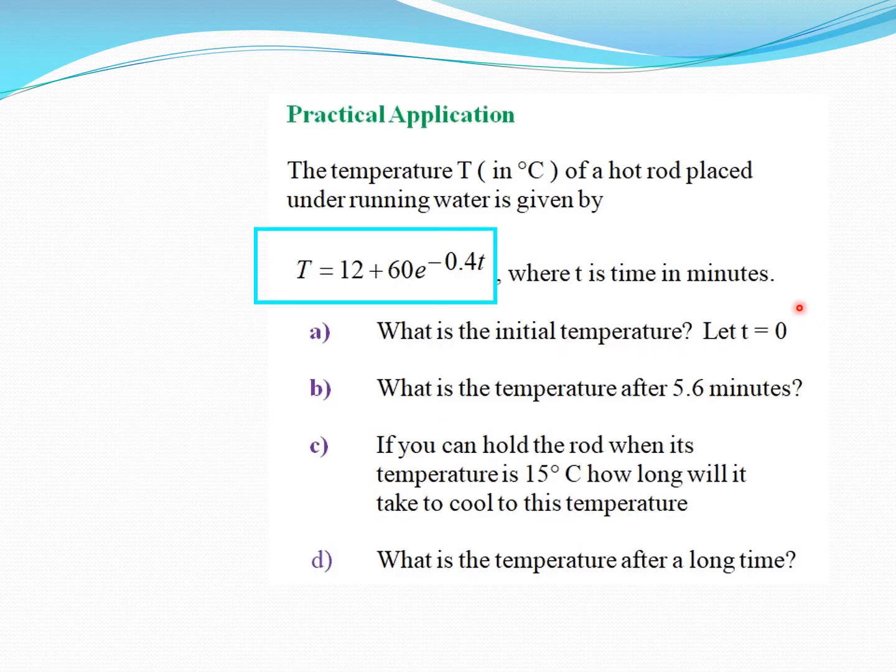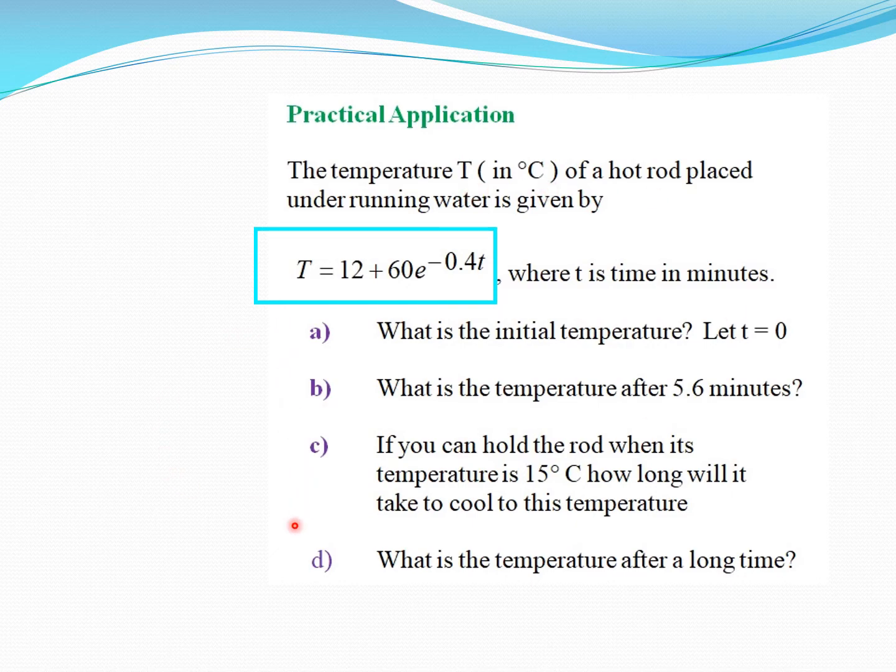So here's a practical application. Suppose we have the temperature of a hot rod placed under running water that gradually cools down the heat, and the formula is given as T equals 12 plus 60e to the minus 0.4t, where t is the time in minutes, and the capital T is the temperature in degrees Celsius.